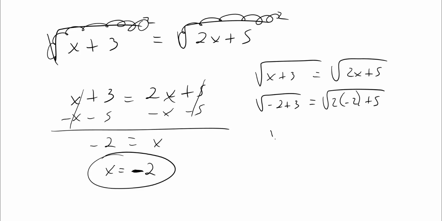So negative 2 plus 3 is 1. And 2 times negative 2 is negative 4, plus 5 is 1. Hey, 1 equals 1. All right, it works. Okay? So that's pretty easy, right? So just real quickly, another one, and then I've got 2 more I want to do with you guys.